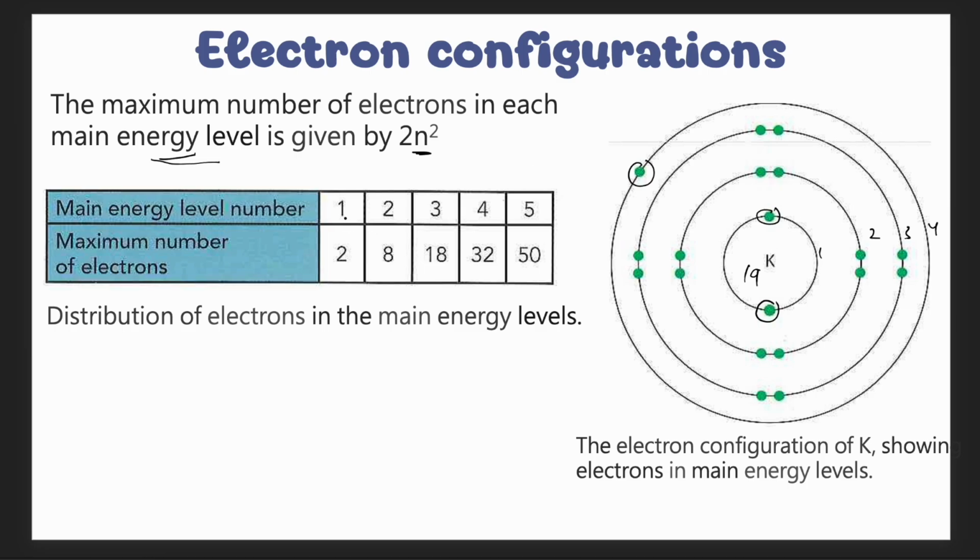The first main energy level can hold 2 electrons maximum, the second one 8 electrons, the third one is 18, the fourth 32 electrons, and the fifth 50 electrons. But here on the third shell, or the third main energy level, only 8 electrons.